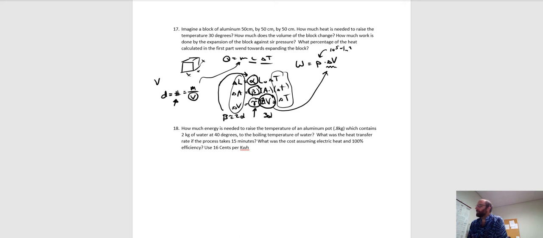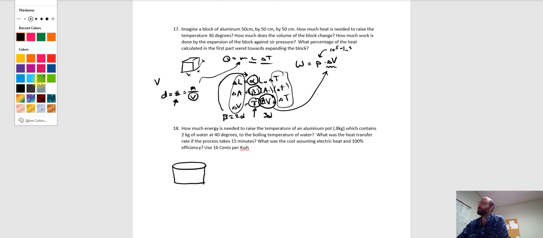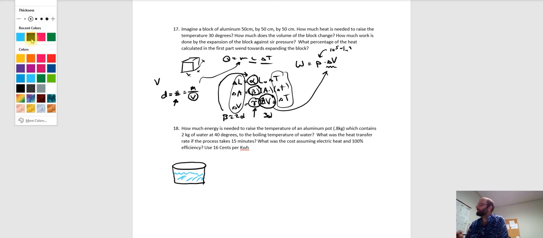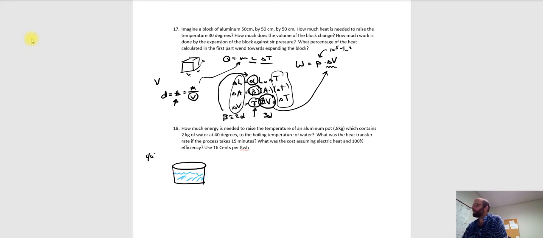All right, number 18: how much energy is needed to raise the temperature of an aluminum pot, 0.8 kilograms, which contains 2 kilograms of water at 40 degrees centigrade, to the boiling temperature of water? Let's start with a picture as usual. We have our pot here, and it's got some water in it. And we have an initial temperature of our system here, 40 C. We're looking for the heat needed to raise that system to 100 C.